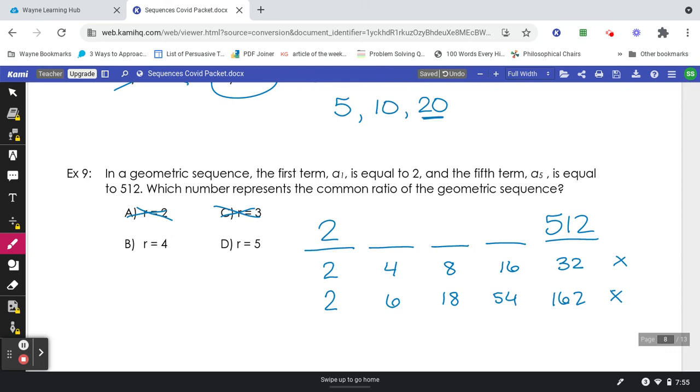All right, let's try 4. Let's multiply by 4. So I get 8. Multiply by 4, 32. Multiply by 4, 128. And times that by 4, 512. There it is, which means my answer is r equals 4.